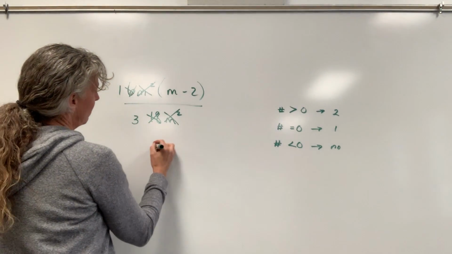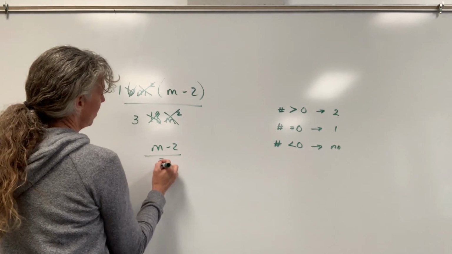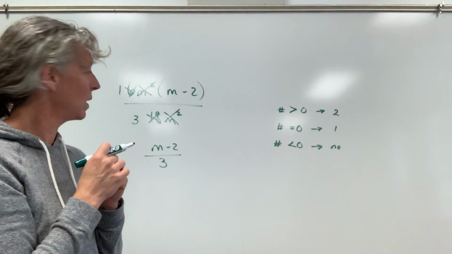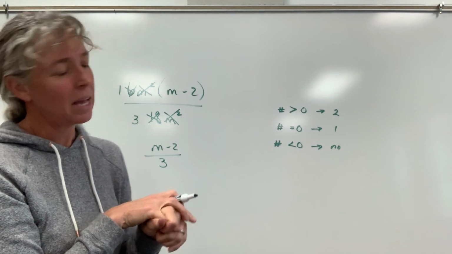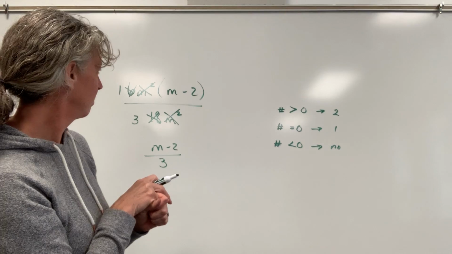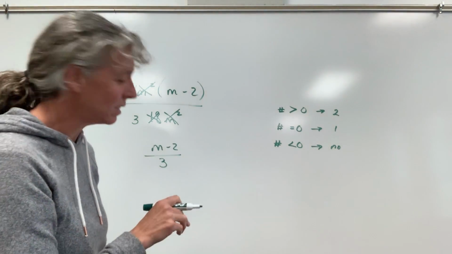So now what we have left is an m-2 over a 3, because we canceled everything out, and our excluded value, remember, was a 0. And so this is our final thing. Okay? All right, so let's move on to D.